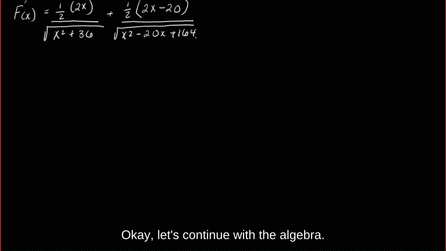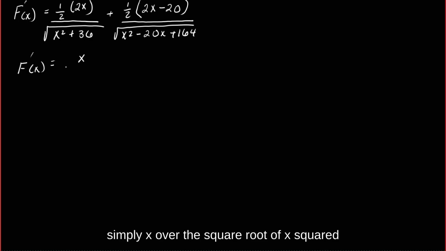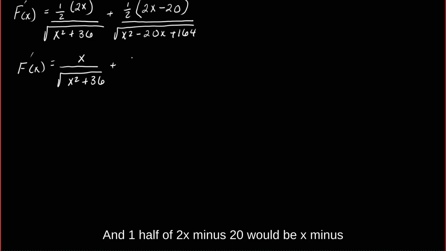Okay, let's continue with the algebra. So this will be 1/2 of 2x will be simply x over the square root of x squared plus 36. And 1/2 of 2x minus 20 would be x minus 10.